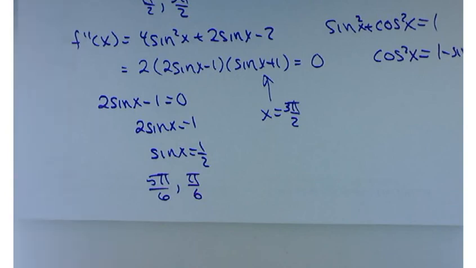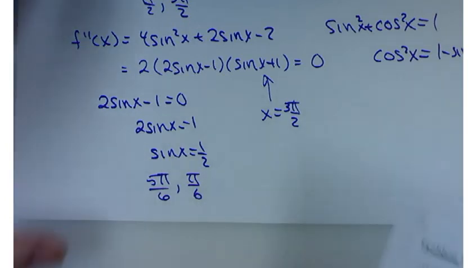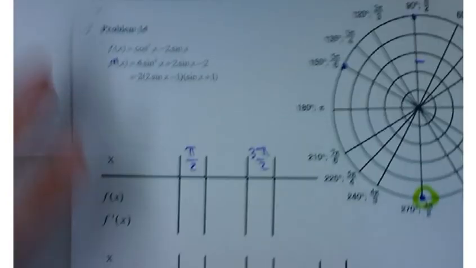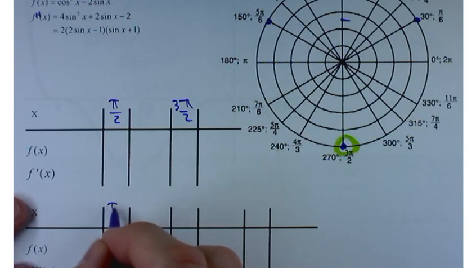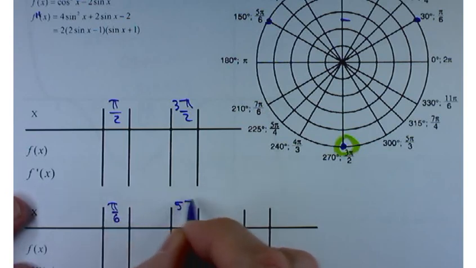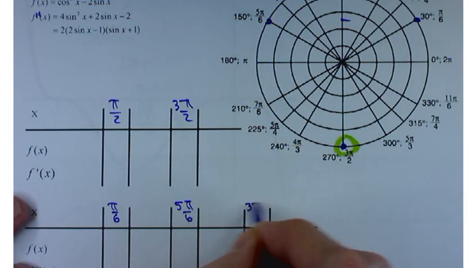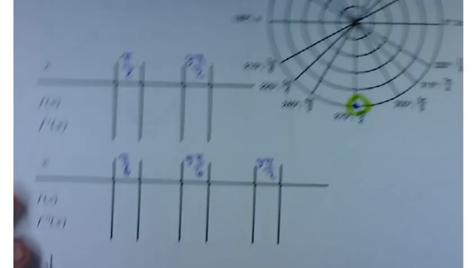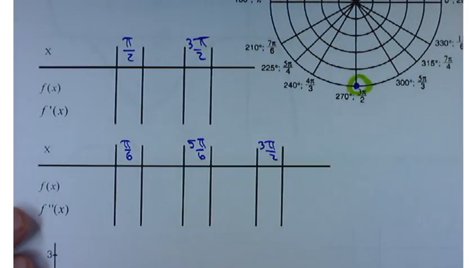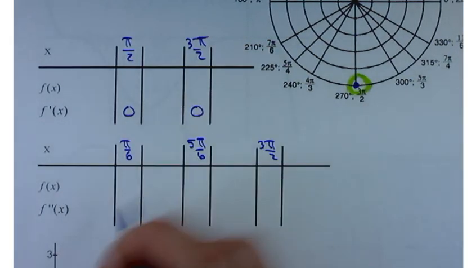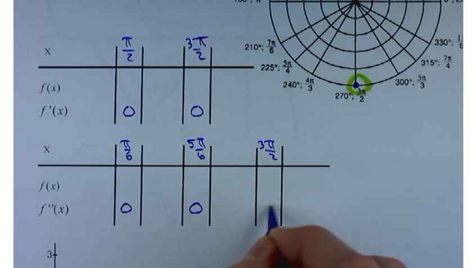So I got those 3 points. Let's put them on our little chart here. Pi over 6, 5 pi over 6, and 3 pi over 2. Okay. Nice. We got a lot of testing to do here. We know that the derivative here and here is 0. Likewise with the second derivative.